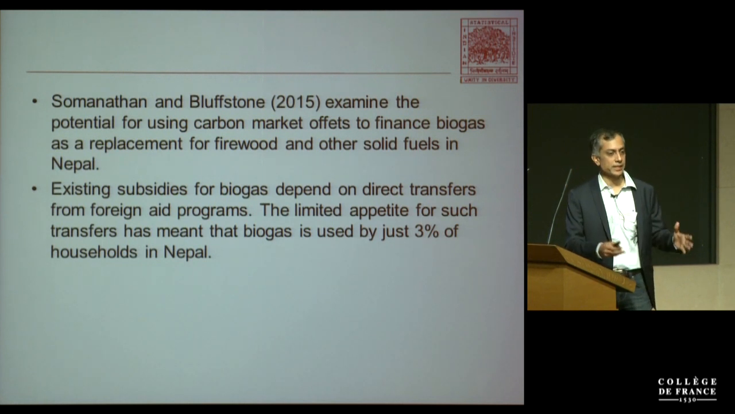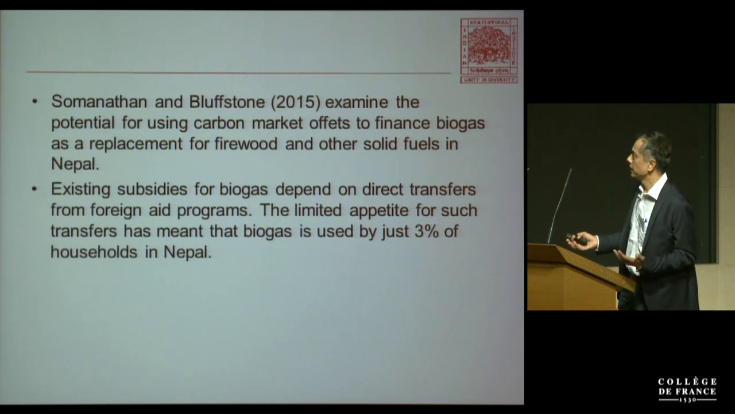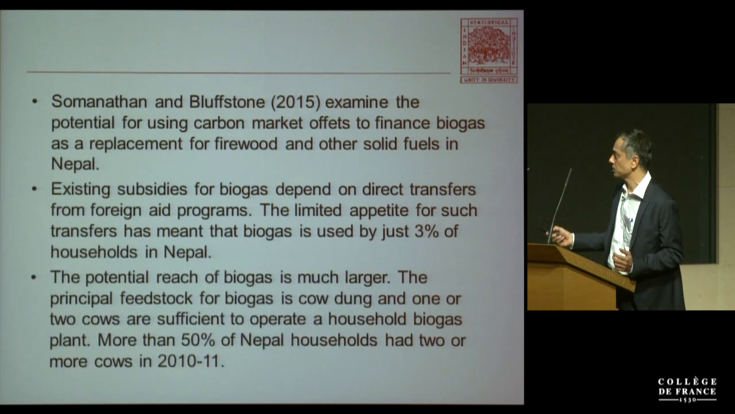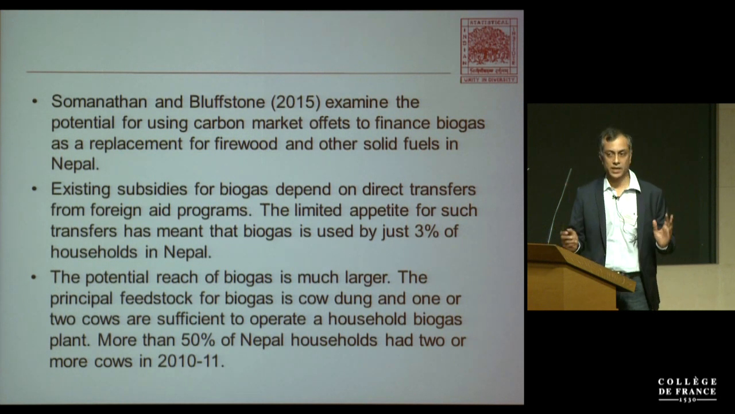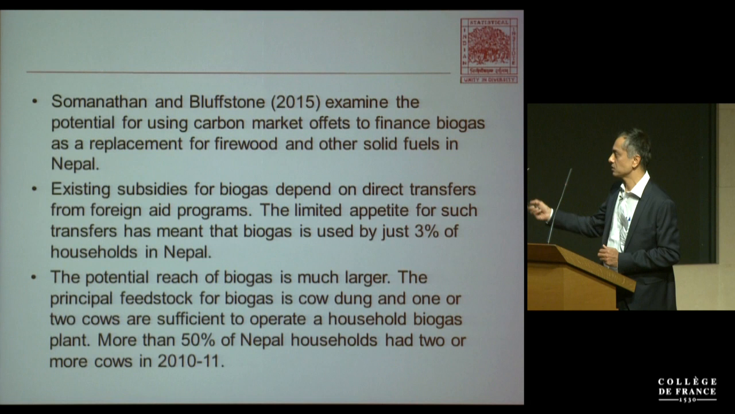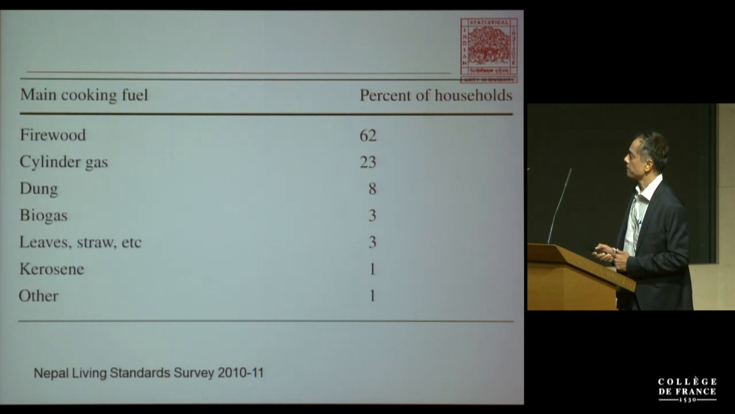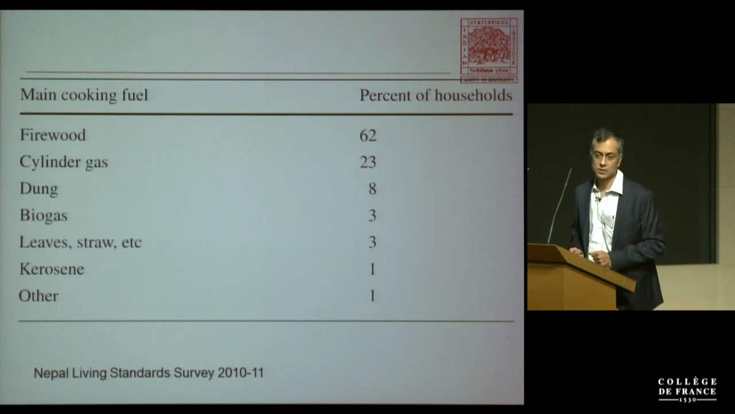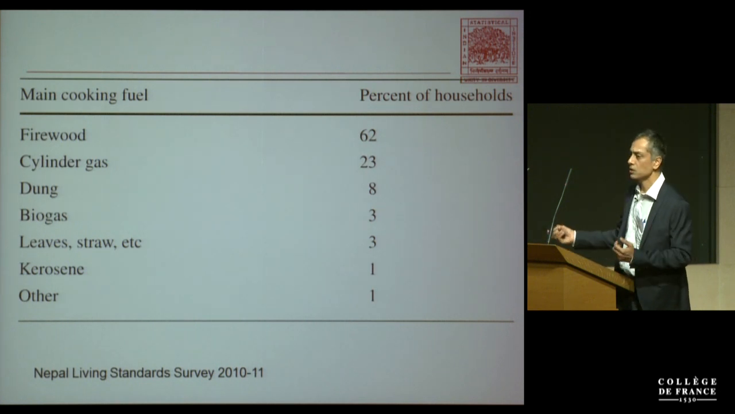So the existing situation is that there is a biogas program run by the government of Nepal. A lot of the finance for this program comes from abroad, not all of it. And the limited appetite for such transfers has meant that there's not all that much money in this program, and so biogas is used by just 3% of households in Nepal, even though the potential reach is much larger. There are lots of people who own cattle, and cattle produce the dung that basically feeds the plants. And so the potential reach of this program is very much larger than its existing scope. So if you look here, you see that a few years ago, a lot of households in Nepal were still cooking with firewood and other solid fuels, and biogas was just 3%. Okay, this is all households, urban and rural.